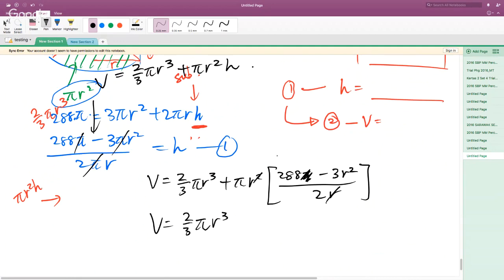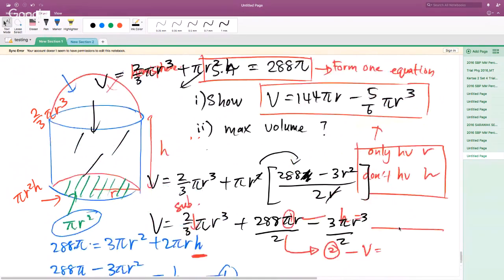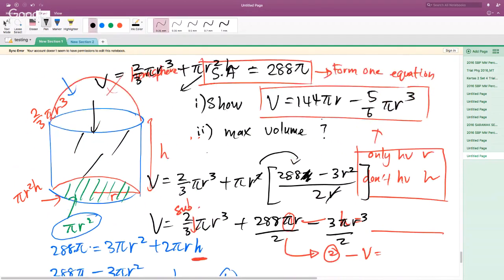And then this one, I multiply the first one. It will be plus 288 pi over 2, and then I minus this one. It will be minus 3 pi, I have an R here, sorry, 3 pi R cubed over 2. Okay, so we kind of get the answer already, because the answer is 144 pi R. We have it over here. This one I will simplify, and then I should get negative 5 over 6 pi R cubed.